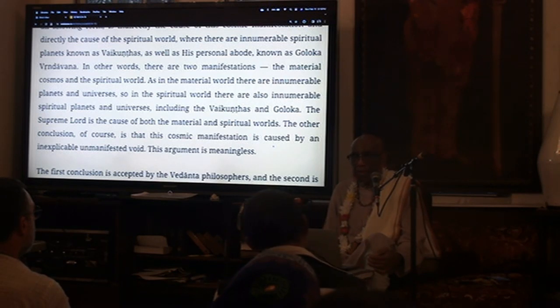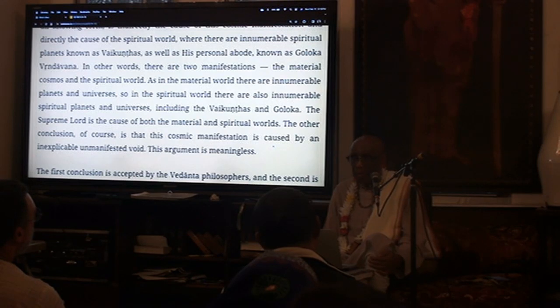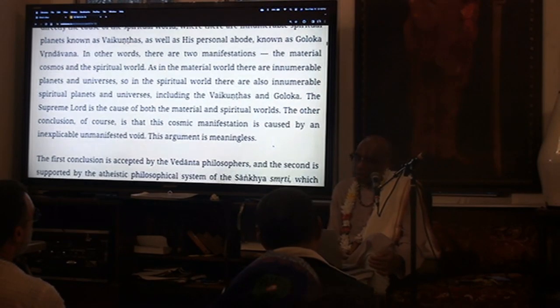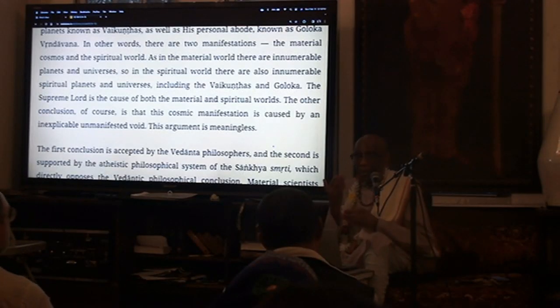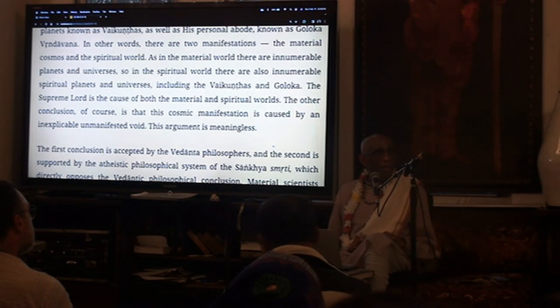The other conclusion, of course, is that this cosmic manifestation is caused by an inexplicable, unmanifested void. This argument is meaningless. So Srila Prabhupada very sharply cuts it like an axe. The so-called Big Bang Theory has just been smashed.